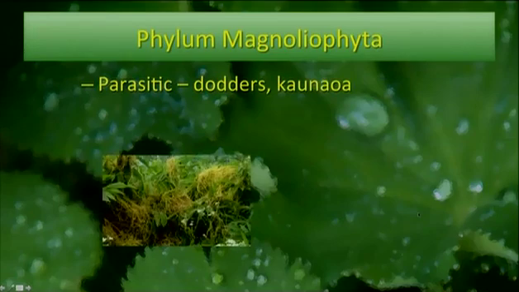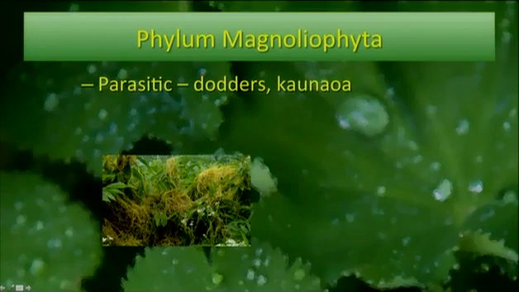Now we have some flowering plants actually being parasitic. They have a little bit of a different lifestyle than other plants do. Okay, so the dodders, also known as kaunaoa. We do have a native species of dodder that lives in Hawaii, Cuscuta, and it forms these plastic-looking orange strings, but it is actually a flowering plant.